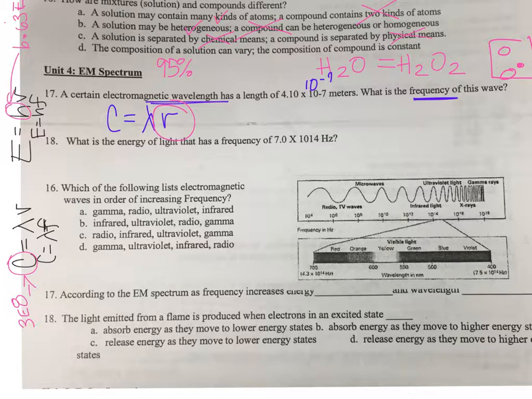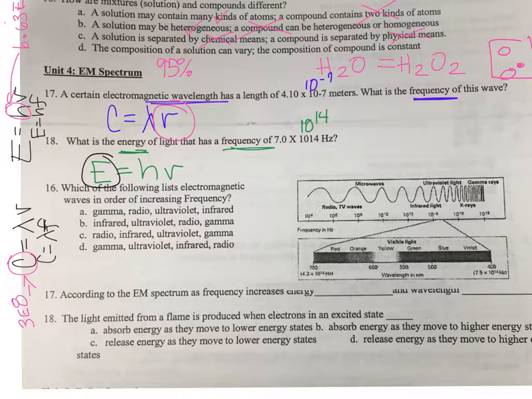All right. What is the energy of light that has a frequency of 7 times 10 to the 14th power? So it's asking for energy, giving you frequency. Which formula do we use, E or C? E. So this one's going to be E equals H times that little thing. And you are solving for E on this one.